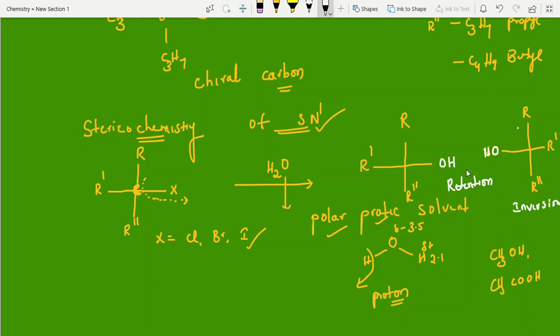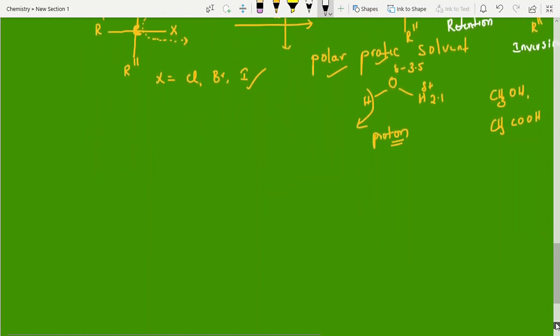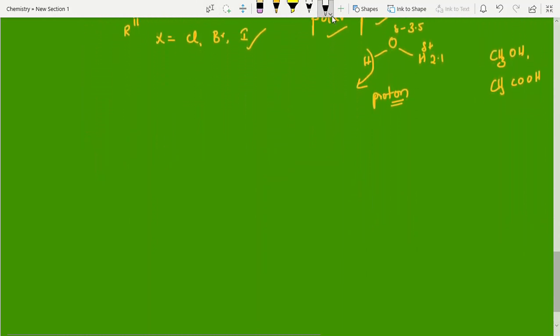Okay, why, how is it retention, how is it inversion? We'll speak stereochemistry. What happened in case 1? First case, I have taken substrate, right? Substrate is sp3 hybridization. Look into this, students. This is carbon, right? So this is R.